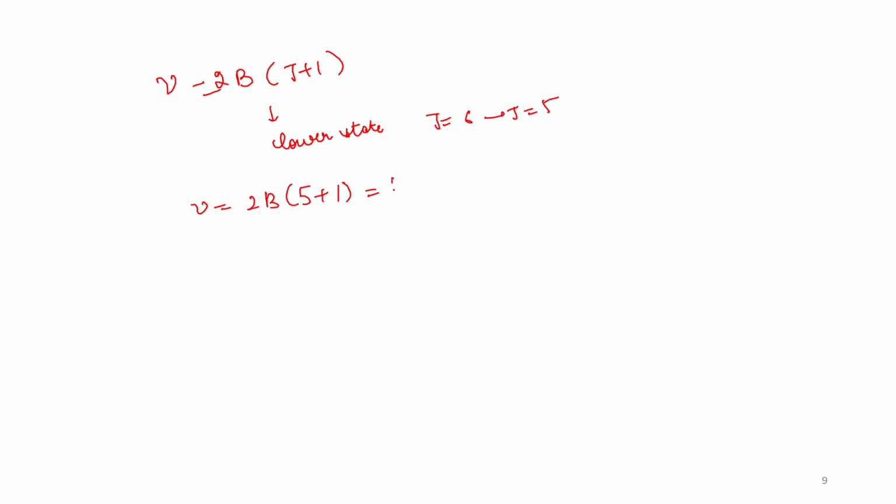Okay. So for that we know that wave number is equal to 2B(J+1), and J is the lower state value. That is from J equals 6 to J equals 5. So the wave number will be 2B(5+1), that is 12B. And B, we know, is h upon 8π²Ic. Substitute the value: 12 into 6.626 into 10 raised to the minus 34 divided by 8 into 3.14 whole square.